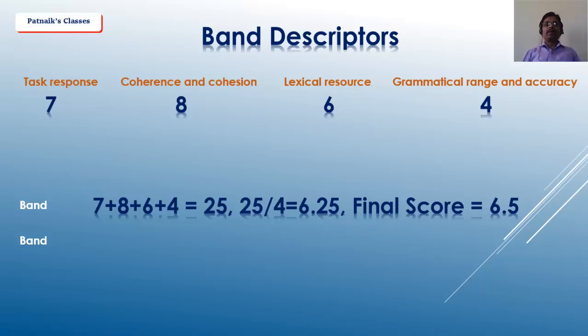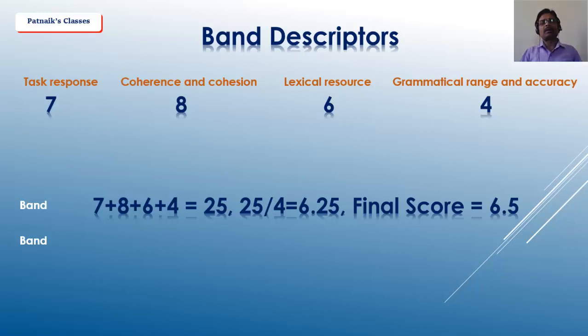Every individual criterion, the examiner will be scoring based on individual criteria, right? It is not that if you get 9 band in task response, you will get 9 band in all other criteria also, but you have to meet the criteria of the band descriptors. If you're meeting the criteria of band descriptors, then you are going to get 9, 9, 9 in all, right? So suppose I'm taking an example, right?